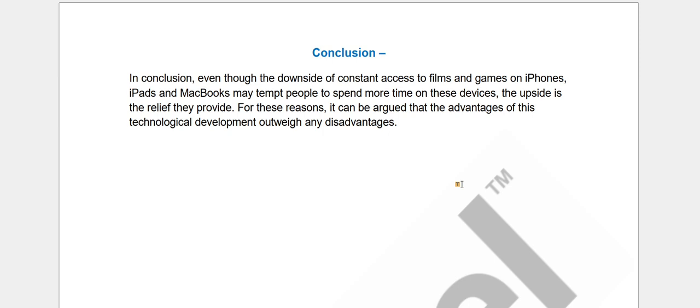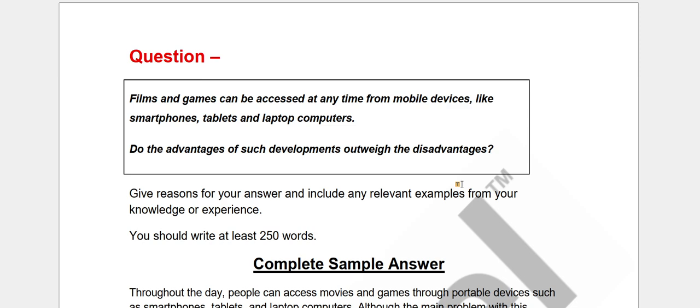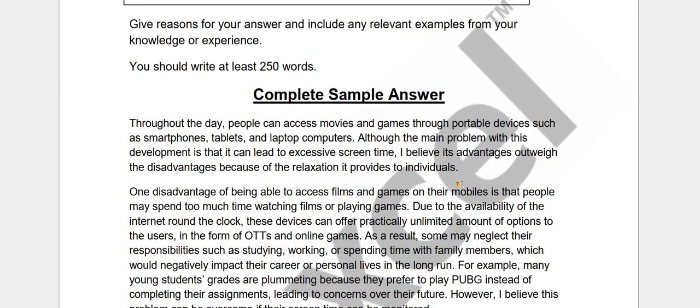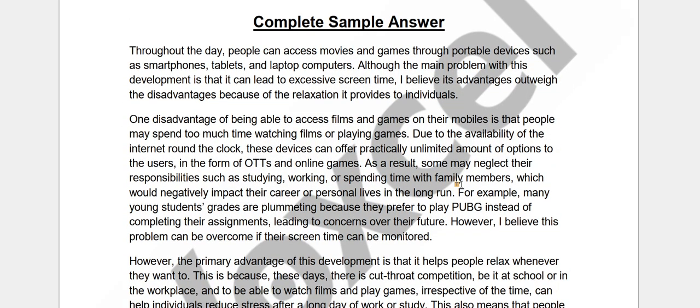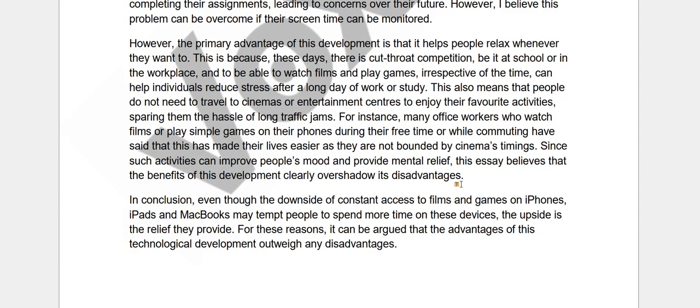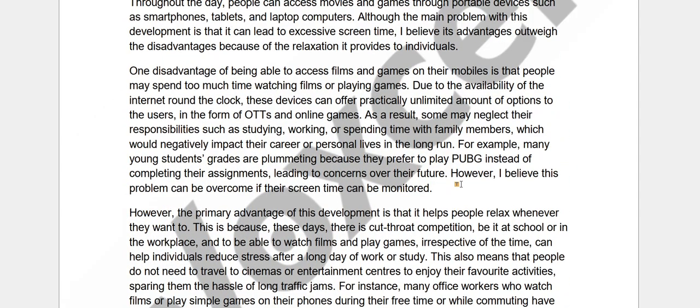And then we're going to give our opinion. For these reasons, it can be argued that the advantages of this technological development outweigh any disadvantages. I hope it is clear. So if you look at the complete sample answer, it will look like this. I'm going to scroll it for you. So it's going to look like this.